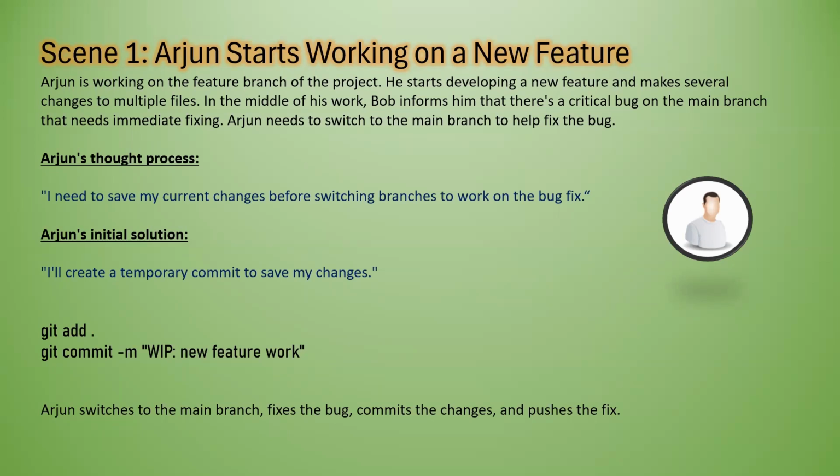Then Arjun's initial solution was, I will create a temporary commit to save my changes. And he might have used git add dot, which adds everything to the staging area, and git commit with the message saying work in progress, new feature work, maybe the story number. Then Arjun switches to the main branch, fixes the bug, commits the changes, and pushes the fix.